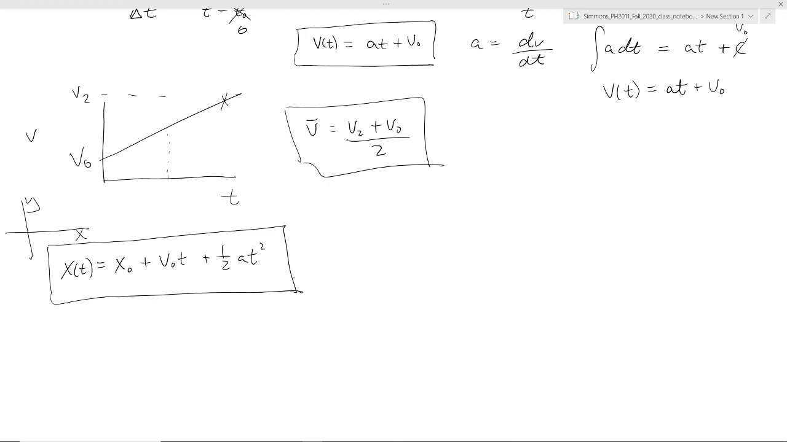Now notice we can get this from our velocity expression as well, because remember, velocity is the derivative of position. So if we wanted to get x, we can integrate velocity with respect to time. We have an expression for velocity already.